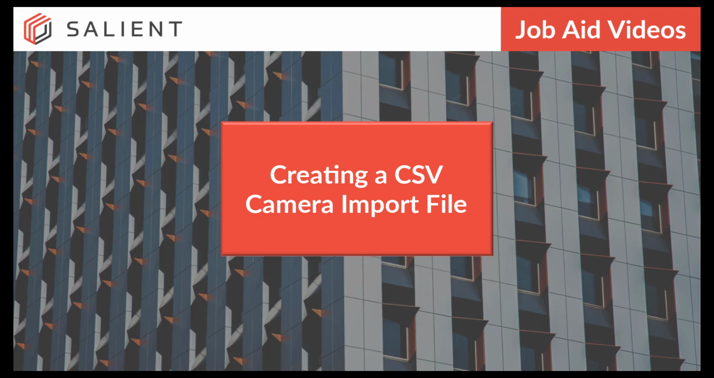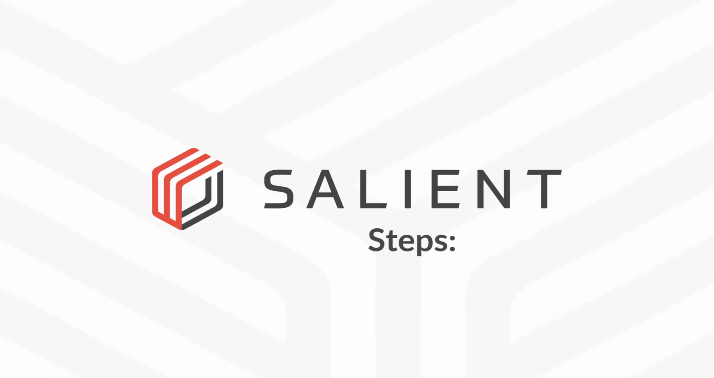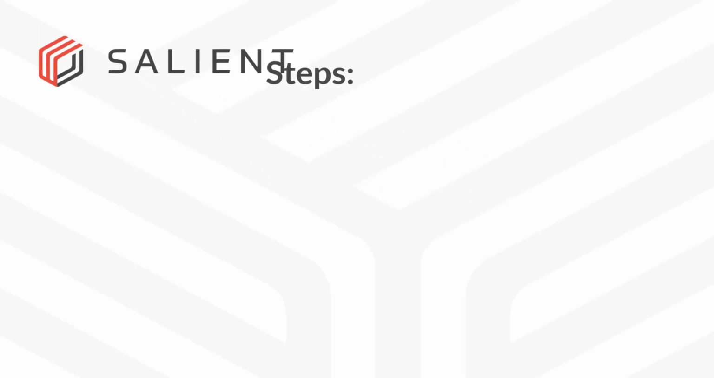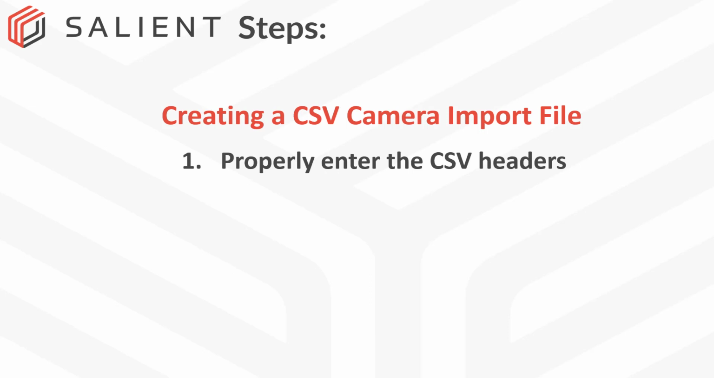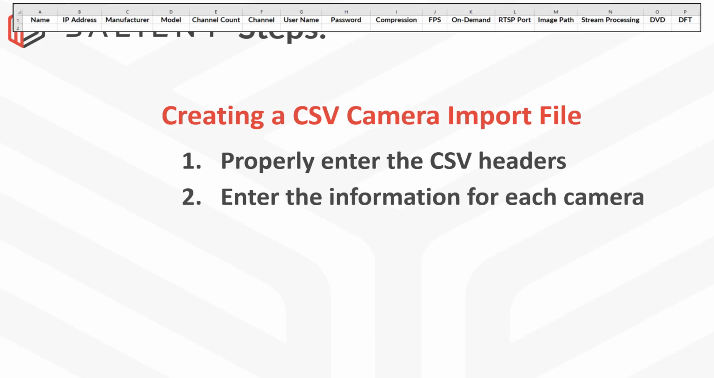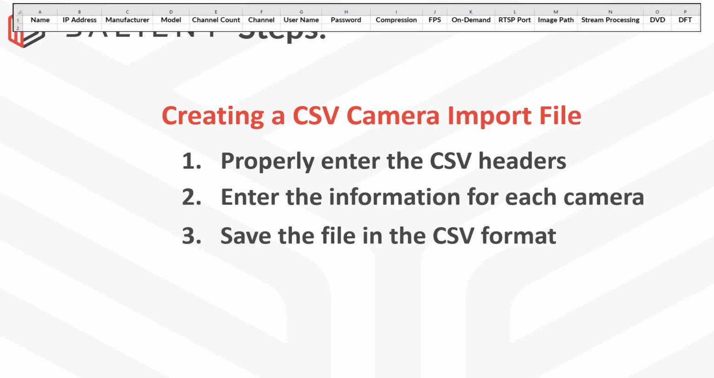In this video, we will demonstrate how to create a camera import sheet using a comma-separated values or CSV file. Using a CSV file for importing makes adding cameras easy and is a great tool for any installation. The process to create a CSV import file is simple and can even be done while configuring your cameras for the job. The steps to create a CSV file include entering in the CSV headers, adding the configuration information for each of your cameras, and saving the file using the CSV format. So let's get started.